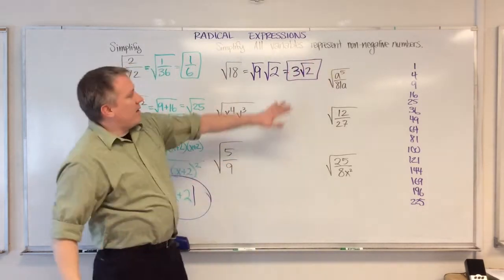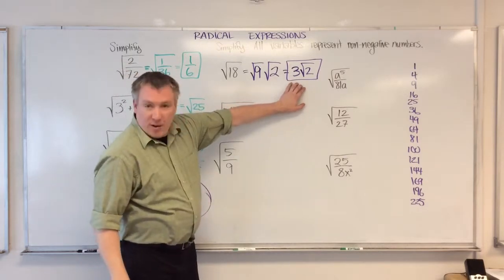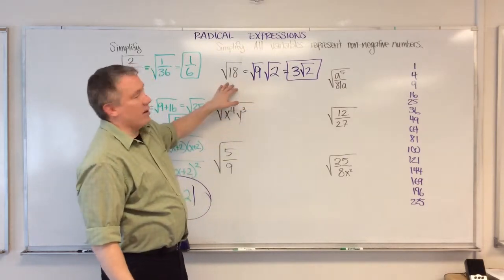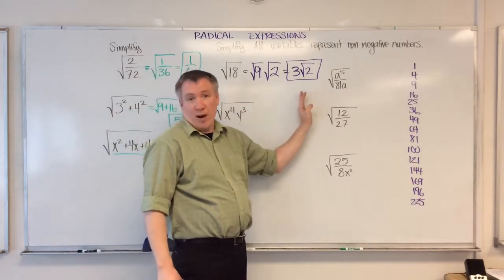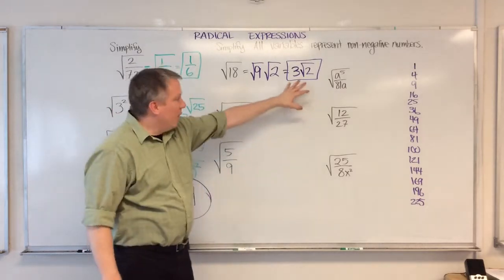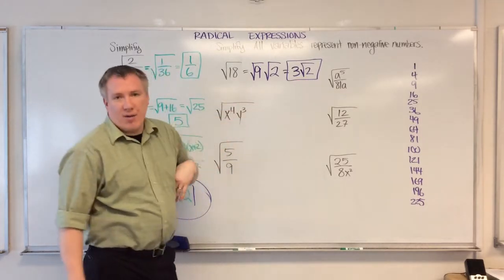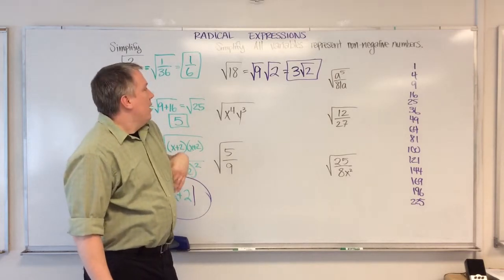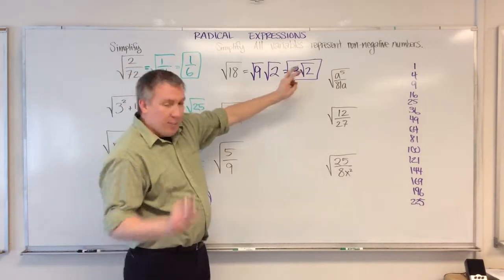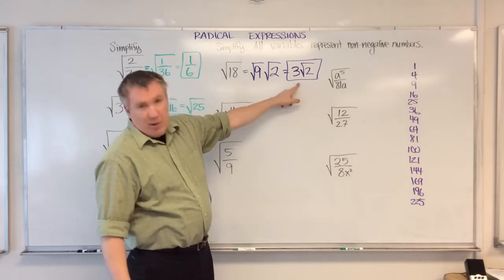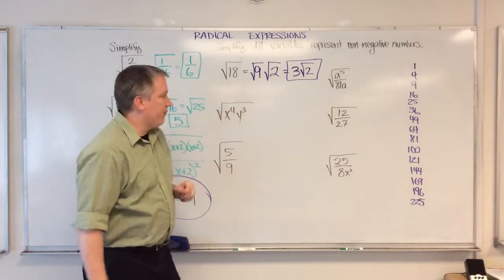This might seem kind of crazy to call this simpler than this, but this is the standard form for writing radical expressions, where you take everything that you can out of the radical expression. And so the square root of 18, if I were to simplify it or write it in standard form, would be 3 times the square root of 2.